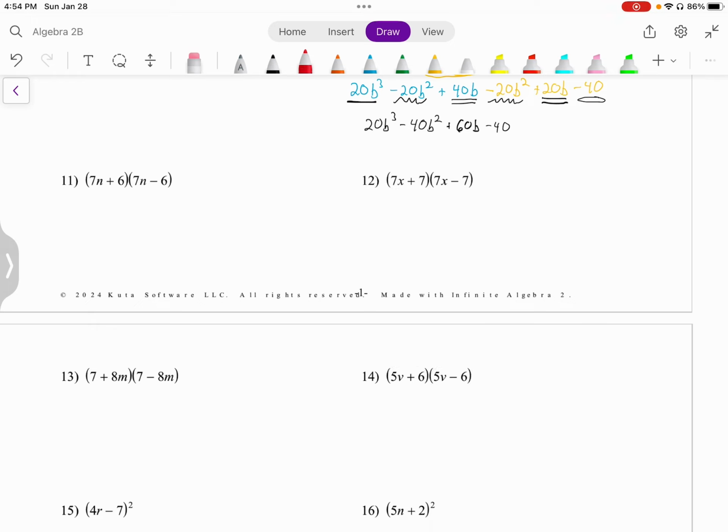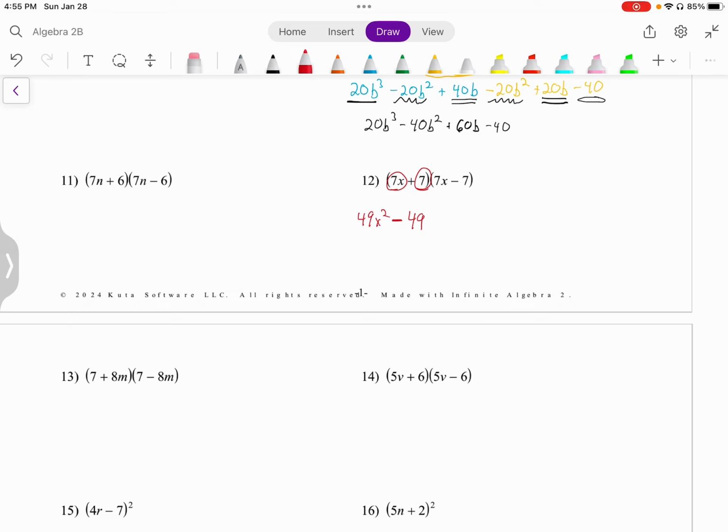We simply know we can do the first term squared, so 7x, the whole thing squared. 7x times 7x is 49x squared. And minus, always a minus, the second term squared. So 7 squared is 49. If you forget that, you can always use FOIL and multiply it out.